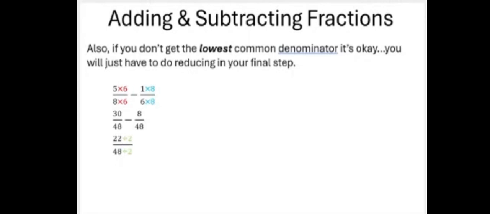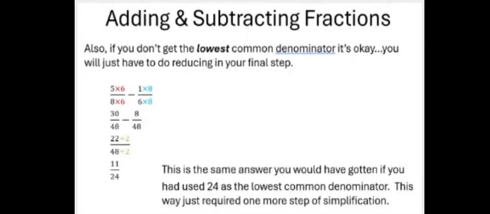22 divided by 2 is 11. 48 divided by 2 is 24. And there's my answer. So this is the same answer you would have gotten if you had used 24 instead of 48. All that would have happened is instead of getting this step and having to divide top and bottom by 2, you would have gotten straight to 11 over 24 as your answer. So you're still going to get the right answer.